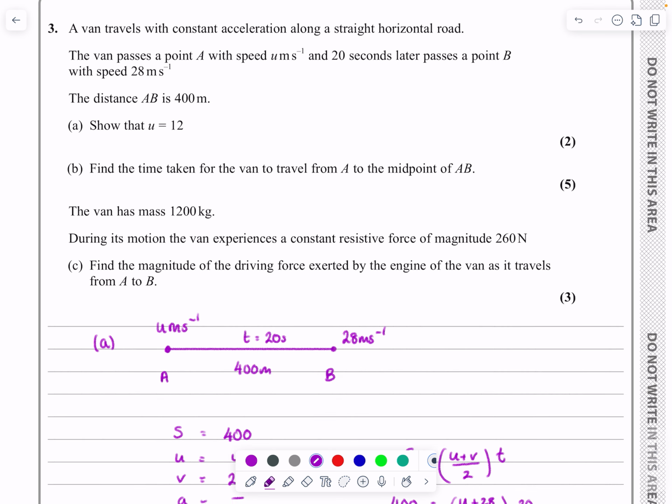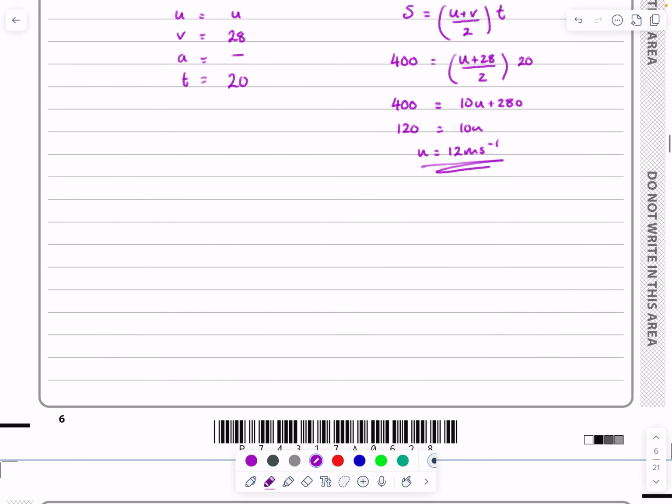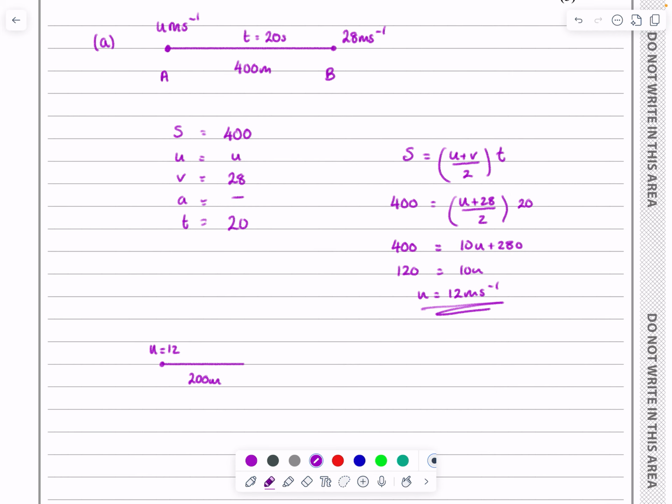Part B says, find the time taken for the van to travel from A to the midpoint of B. Okay, so in that case, I'm going to have a slightly different diagram here. I know that U is equal to 12 now. I know that the distance is going to be 200 meters, but that's all I've got. Okay, I don't have any other information yet. So if that's all I've got, I need 3 things in my SUVAT to be able to work it out. So what I'm going to do is go back to the original motion from A to B and work out the acceleration there, simply because we know that that will be a constant.